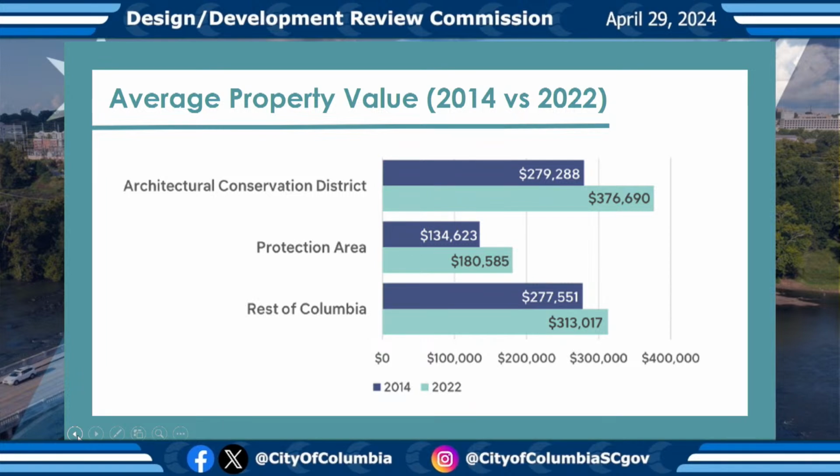And then property values. This is another very telling slide. So rest of Columbia, of course, property values have gone up. We've seen that happening across the board in the nation. Protection areas have gone up slightly. Architectural conservation districts have outpaced outside of the city by a good measure. And again, we see that we're not losing value in these districts that have regulation. They are picking up value, and in some places, they are actually outstripping regular property values.